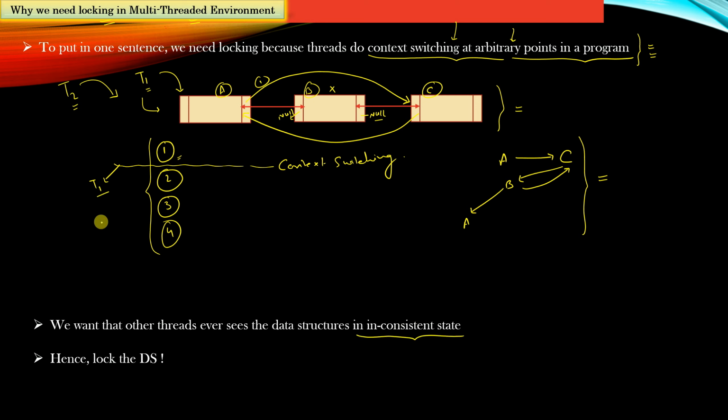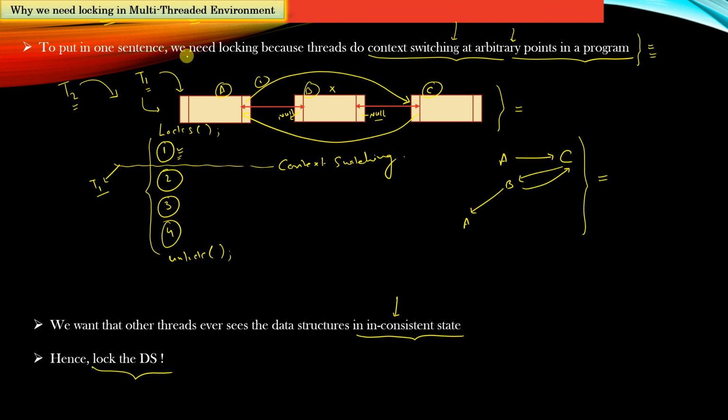Until thread T1 completes all 4 operations on this doubly linked list, it would be in an inconsistent state. We never want threads to ever see data structures in an inconsistent state, and that is the reason locking is required. If thread T1 locks this doubly linked list before performing operation number 1, then even if context switching happens after operation number 1, thread T2 would not be able to operate on an inconsistent doubly linked list, because the linked list was locked by thread T1. Of course, thread T1 has to unlock the mutex or the data structure after it has performed its operation.